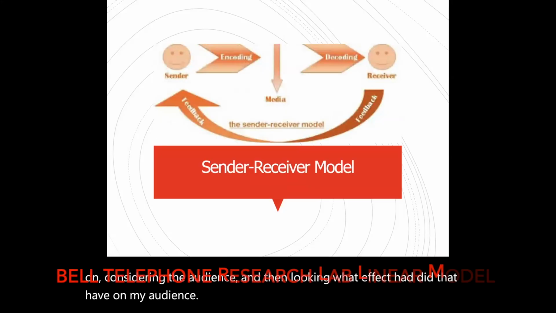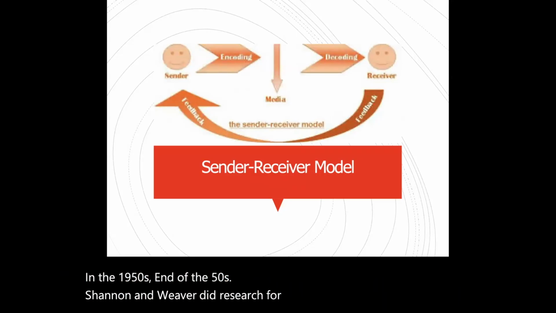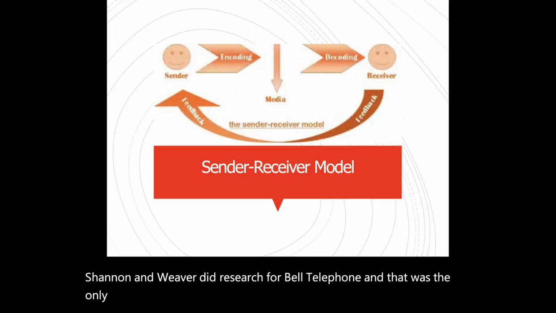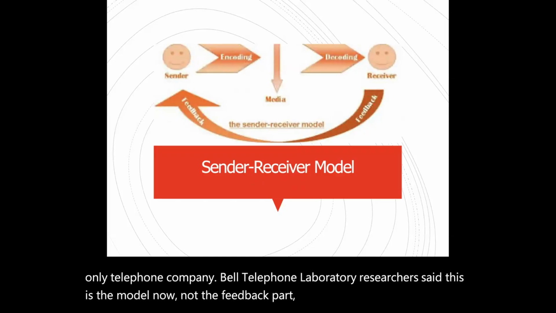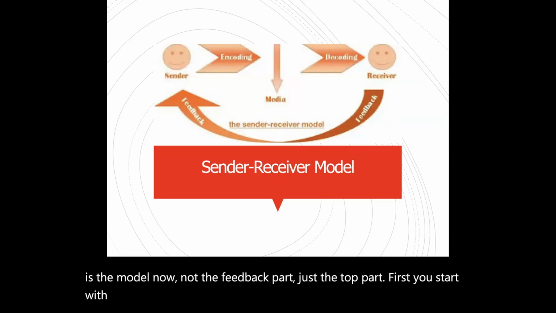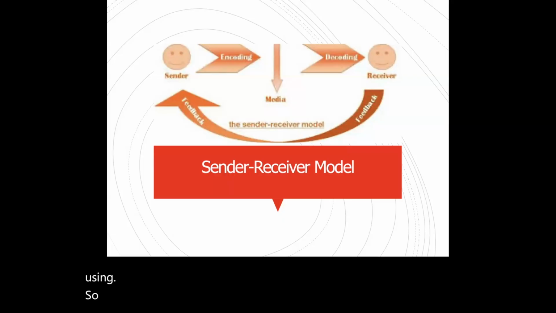In the 1950s, end of the 50s, Shannon and Weaver did research for Bell Telephone, and that was the only telephone company. Bell Telephone Laboratory researchers said, this is the model. Now, not the feedback part, just the top part. First, you start with the sender, and then you have to put together or encode the message, consider what media or channel of communication you were using, so that the receiver would decode the message, and then that was the whole linear model they had.